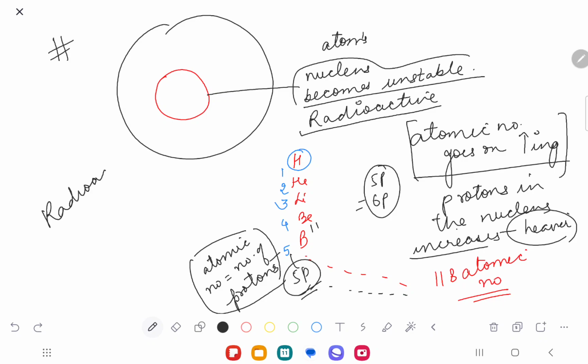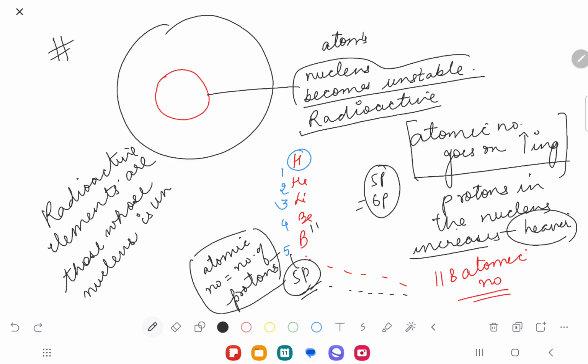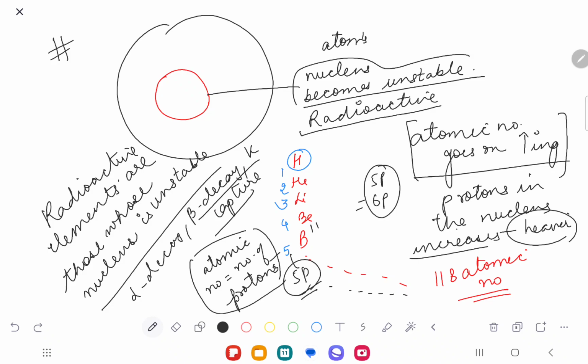So, radioactive nucleus or radioactive elements are those whose nucleus is unstable. And now this nucleus tries to stabilize itself. How? By alpha decay, by beta decay, by K capture, and various other methods.